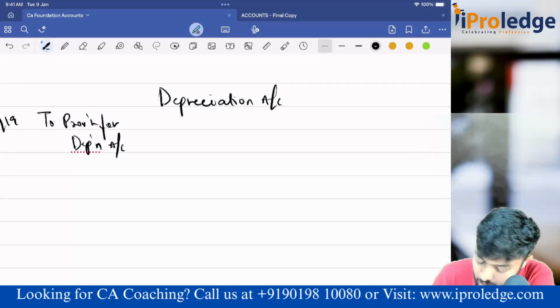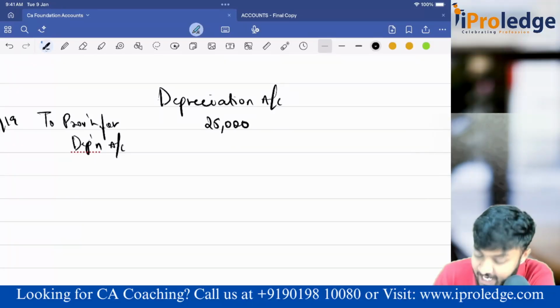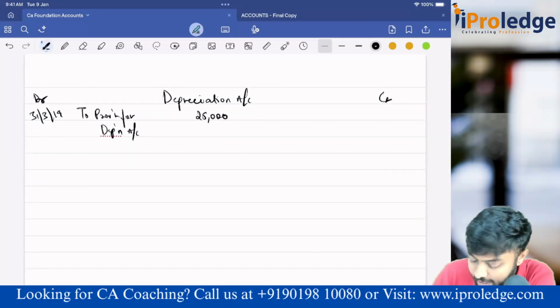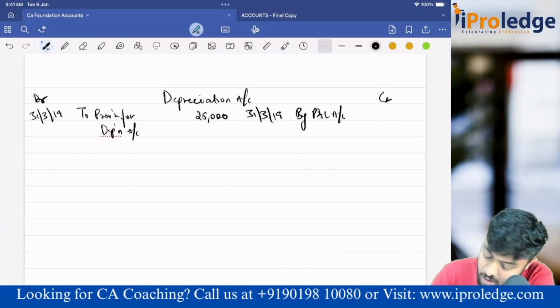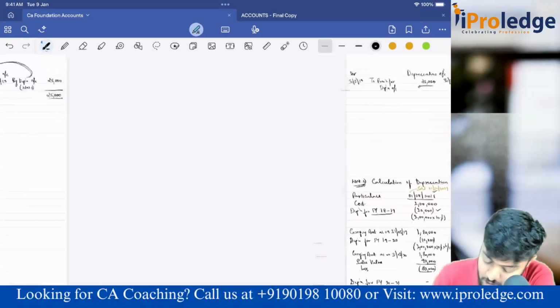25,000, and depreciation is an expense. This balance will be transferred to the P&L account at the end of the year. 25,000. Done. Closed. So first year done, guys.